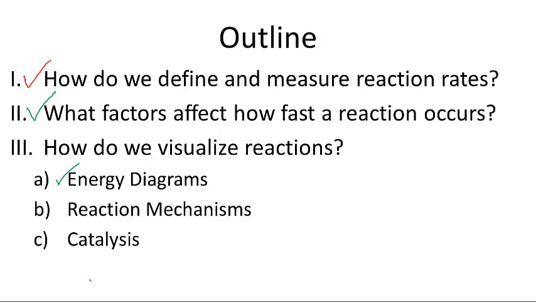Okay, so picking up our thread, I'm going to go back to the outline for a second and just summarize. Remember, we started by defining and measuring what we mean when we talk about reaction rate. We talked about the different things that will change how fast a reaction occurs. Then we got into the microscopic level of visualizing what's going on in terms of the particles and in terms of energy. So we did energy diagrams. We talked about reaction mechanisms. We talked about how catalysts work.